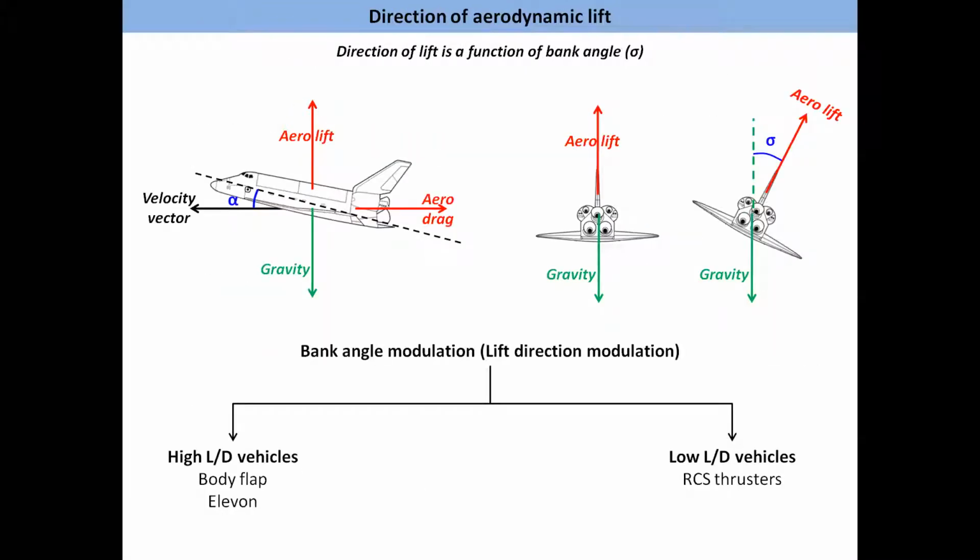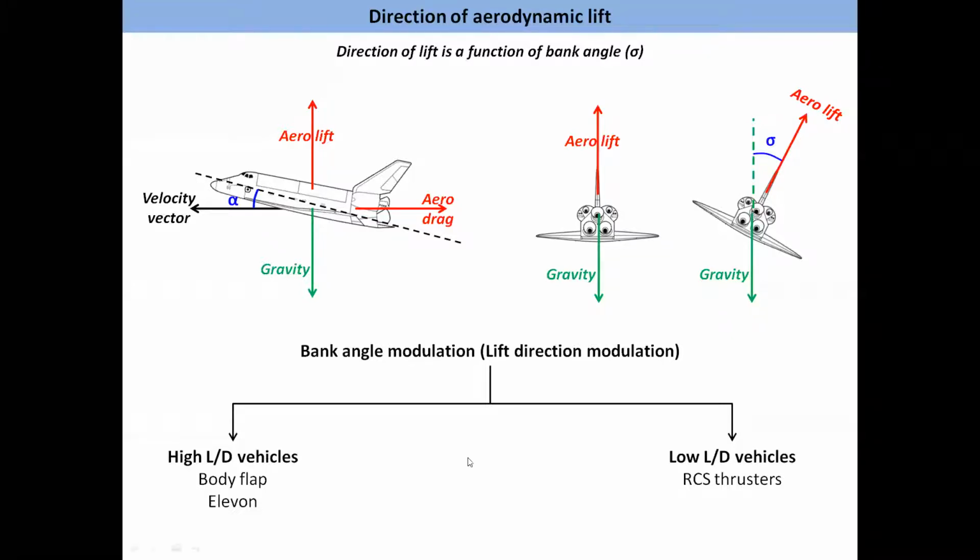Now, the direction of lift, as we know, is a function of the bank parameter called bank angle. This bank angle is basically the angle that the aerodynamic lift vector makes with the local vertical plane. So by banking, you can distribute the aerodynamic lift between the vertical and horizontal directions, and hence simultaneously control both the cross range as well as the vertical trajectory.